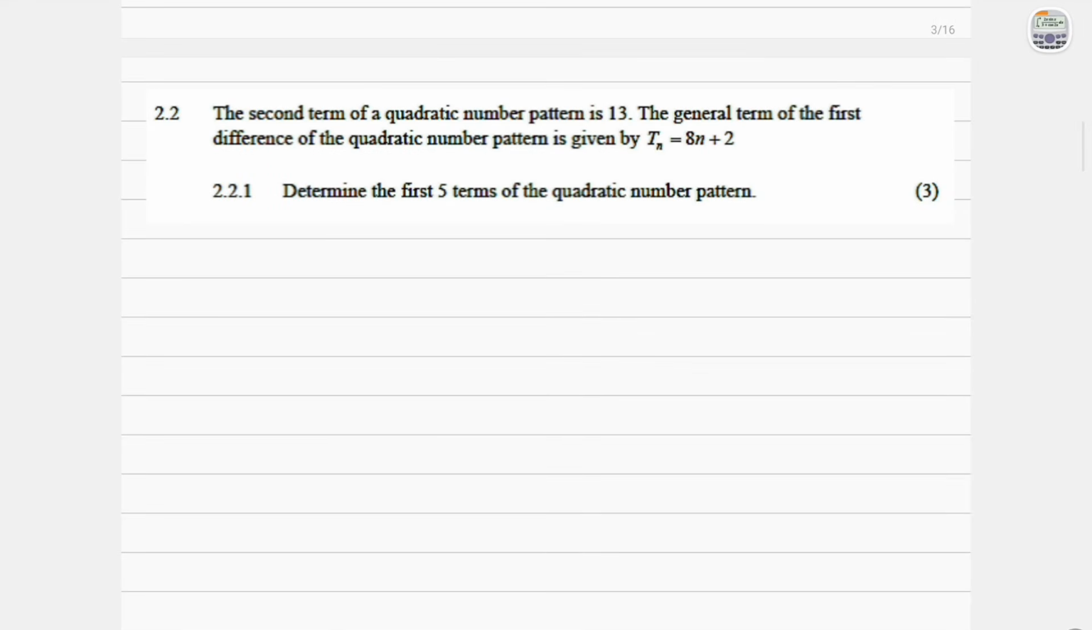Question 2.2 says, the second term of a quadratic number pattern is 13. The general term of the first difference of the quadratic number pattern is given by this. So this is a different pattern. This is the first differences, which is a linear pattern, and this is its formula. And 2.2.1 says, determine the first 5 terms of the quadratic number pattern.